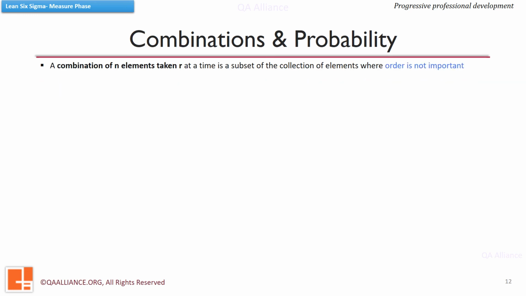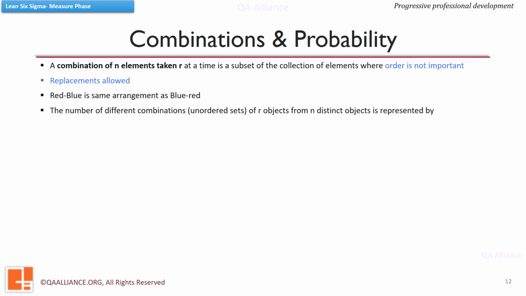The combination of n elements taken r at a time is a subset of the collection of elements. Here order is not important. We can have replacements in such cases. For example, red-blue, or blue-red, both are the same combinations. Number of combinations can be calculated using this equation.